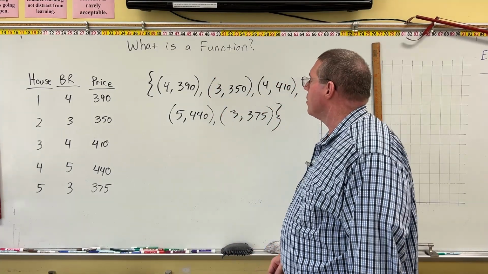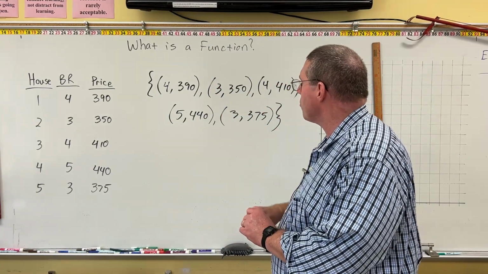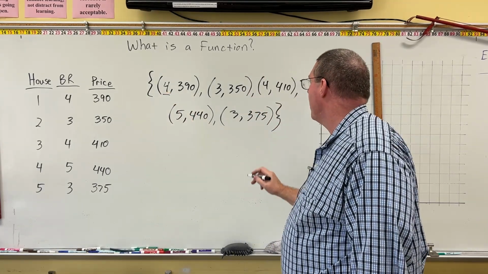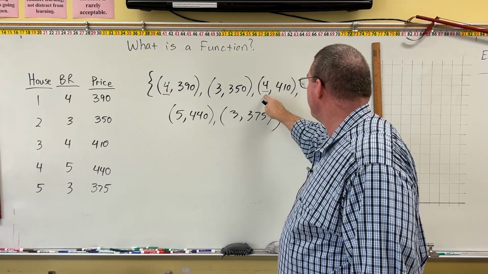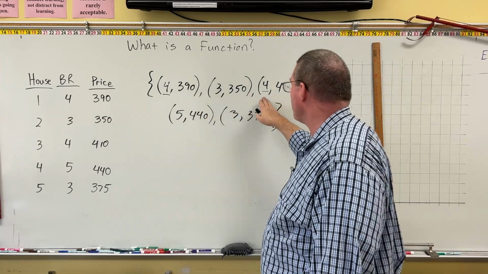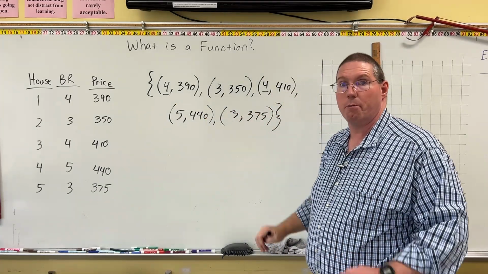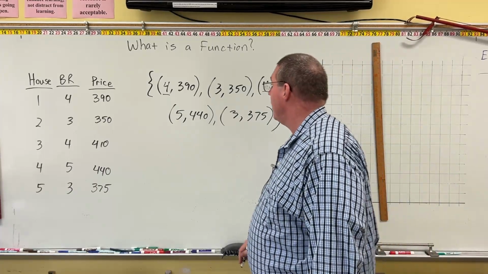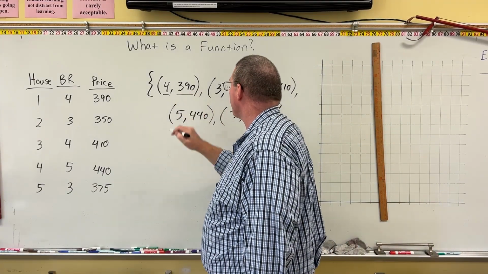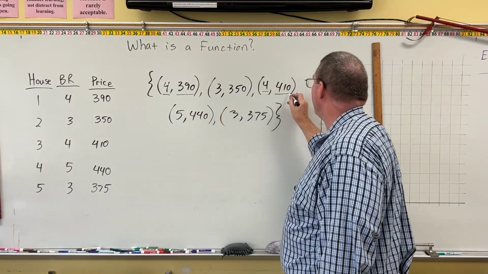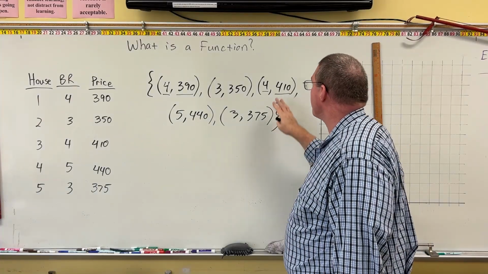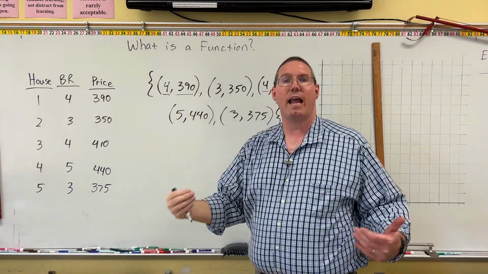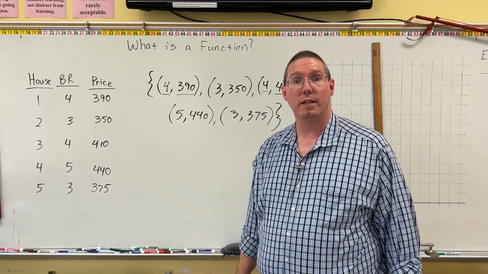Okay? And so here's what we have to look at. We see 4 as an input right here, and we see 4 as an input right here. So 4 shows up as an input, the same input. But the question is, does it have the same output? And here, the output is $390,000, and here the output is $410,000. And because there's a different output for the same input, it is not a function. It is a relation, however.